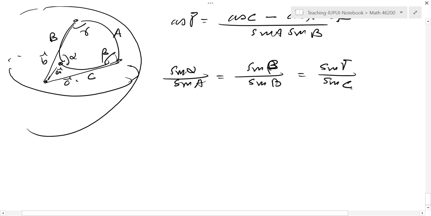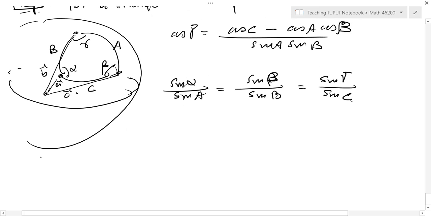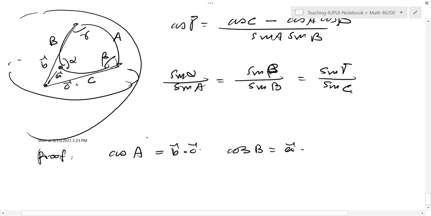We know that, and what are we given? We are given cosine A, because I know what cosine A is. Cosine A is B dot C. Cosine B is A dot C. Capital A has a length, an arc length, right? It's between B and C. So for the arc length of A, that's B and C. Let me double check my labeling.